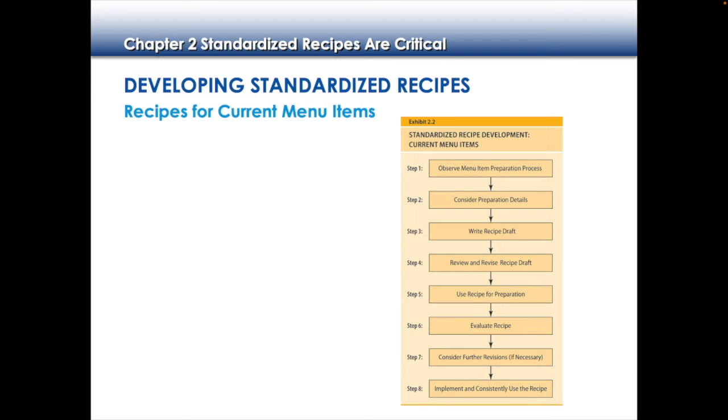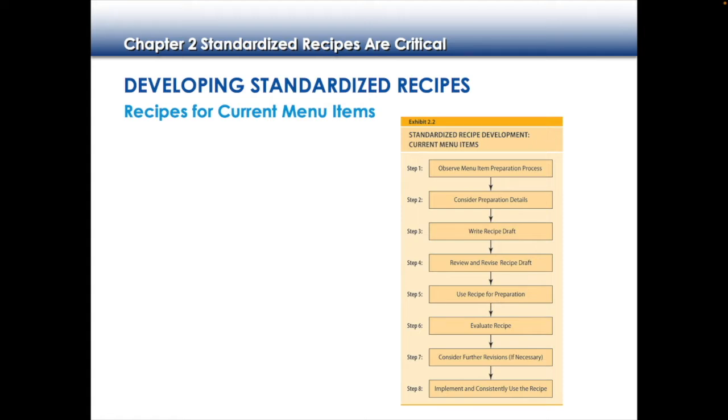So here you can see the steps in the process. We're going to start with step 1, observe the menu item preparation process. This is where we're literally going to watch the staff produce it. We're going to see how they do it, what products they use, what tools they use, how things are measured.